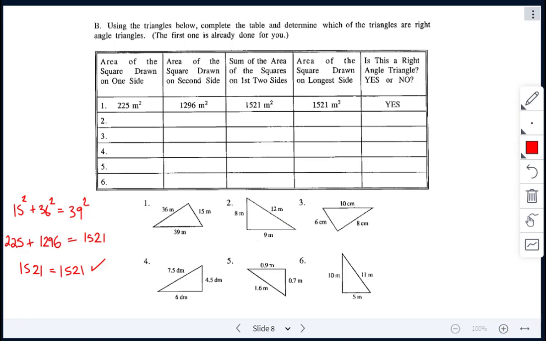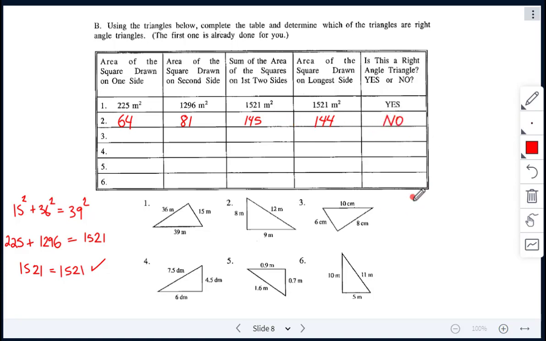Okay, so for question number 2, area of one of the sides, we'll use 8. 8 squared, 8 times 8, that's 64. Then we have the other side, which is 9. 9 squared, 9 times 9, that is 81. Then we'll take the sum, so add 64 plus 81, and that gives me 145. Next, we'll take the area of the square drawn on the longest side, so that would be 12. 12 squared is 144. All right, these two are not equal, so therefore this is not a right triangle.